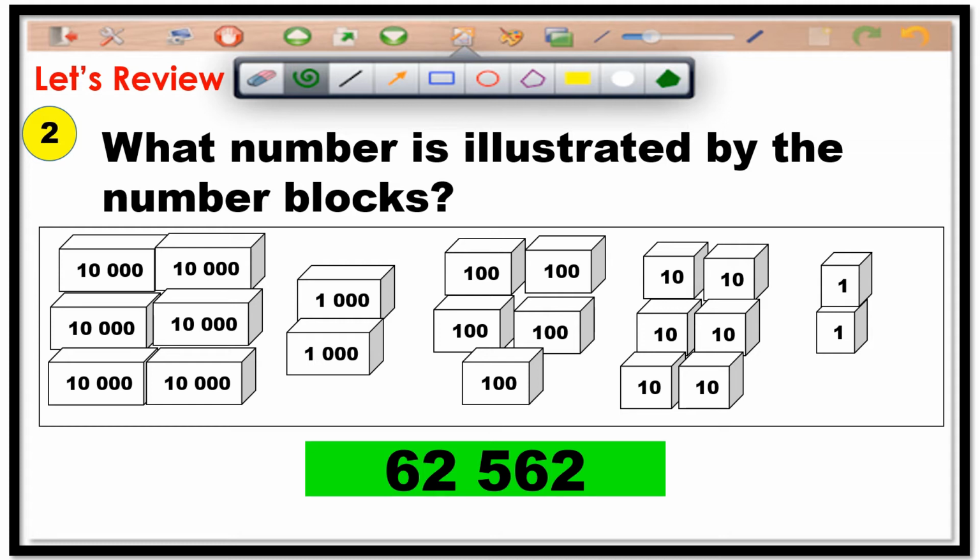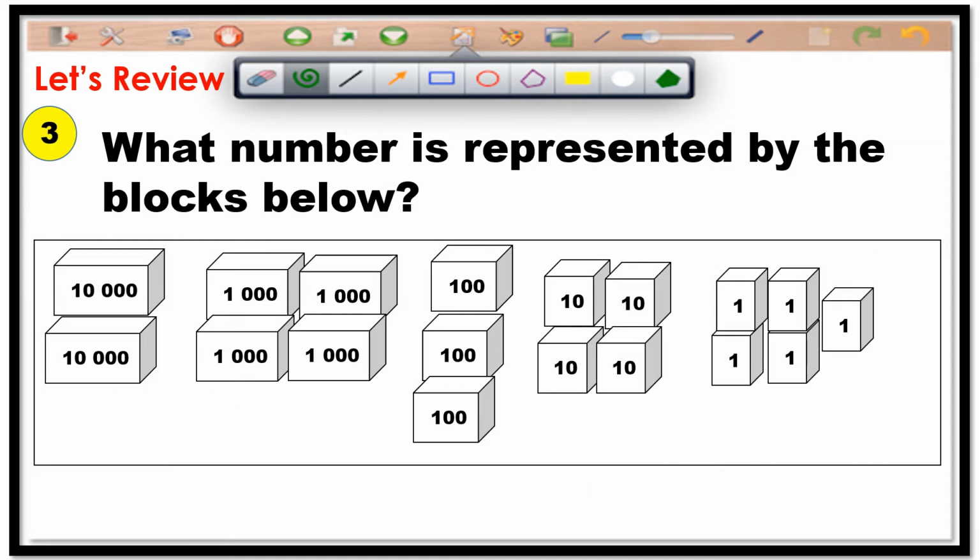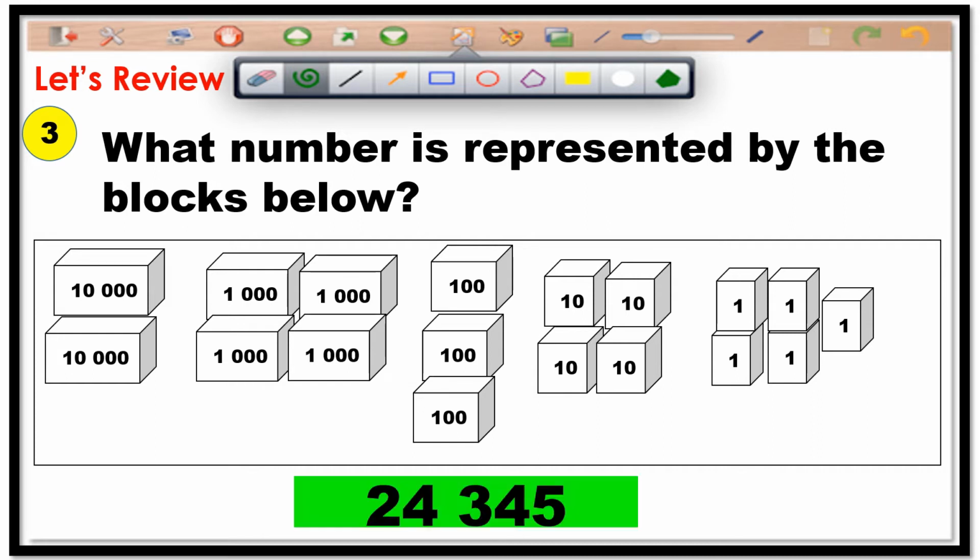Very good. Number 3. What number is represented by the blocks below? So, count 10,000s, dalawa. Sa 1,000s, may 4. Sa 100, may 3. Sa tens, may 4. And then sa ones, may 5. So, ang total number represented is 24,345.